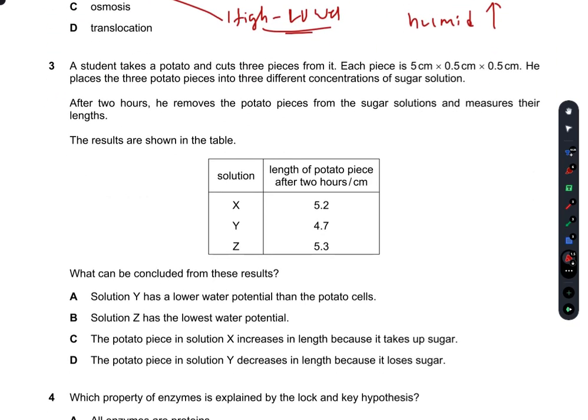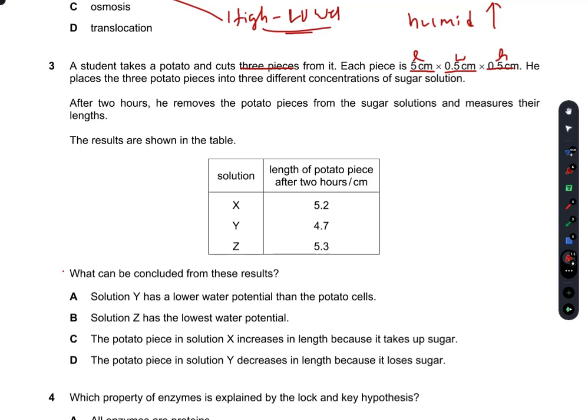A student takes a potato and cuts three pieces from it. Each piece is 5 centimeters. So this is length, this is width into 0.5, and this is into the height. He places the three potato pieces in three different concentrations of sugar solution. After 2 hours, he removes the potato pieces from the sugar solution and measures their length. So the results are shown in the table.